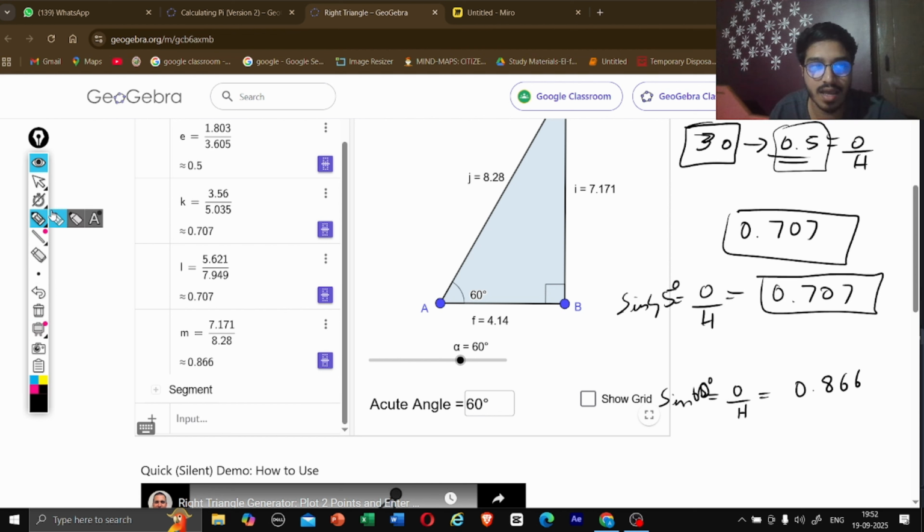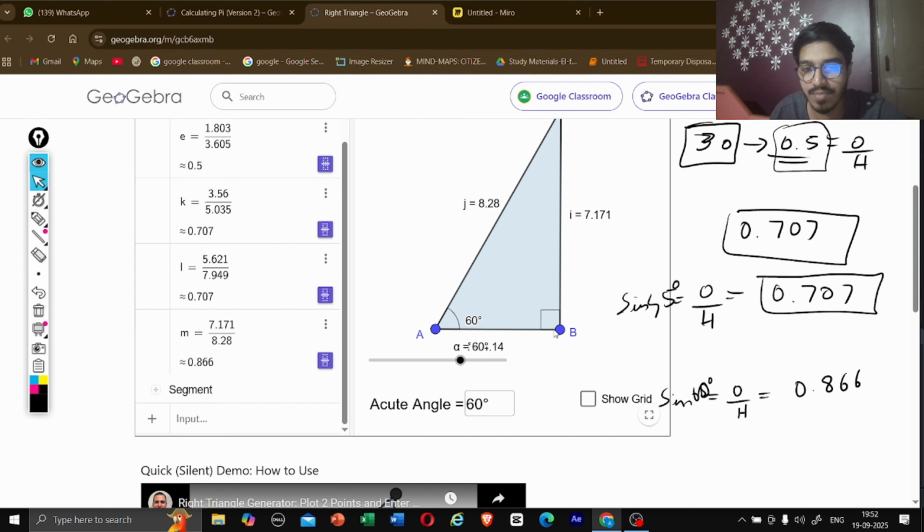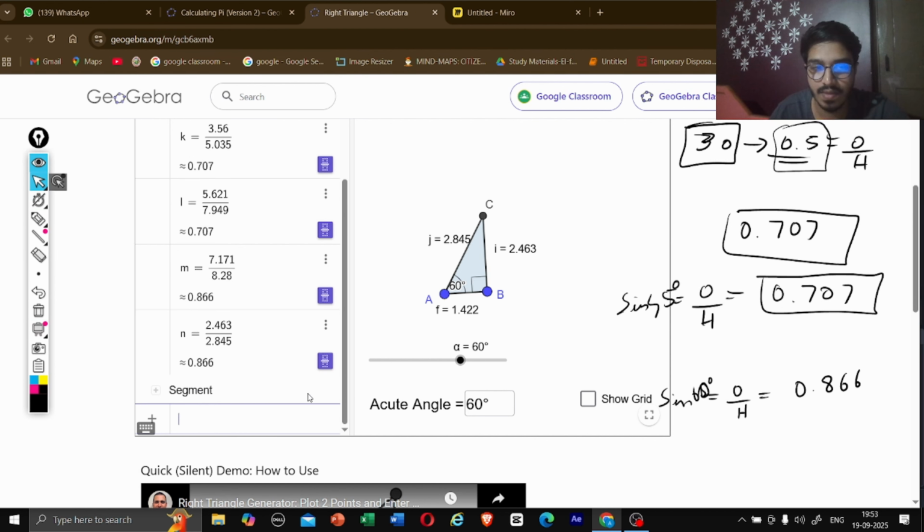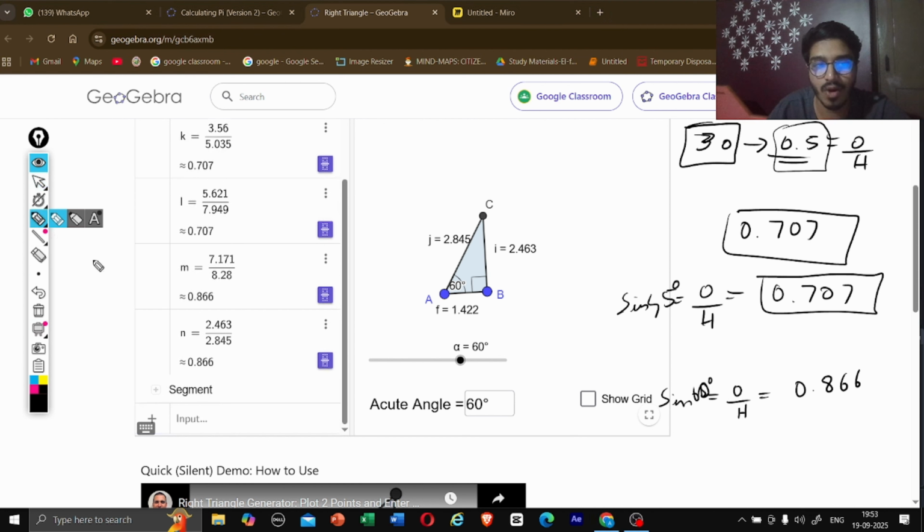Now, let us check for different triangles of the same angle. I'll make a small triangle now. This is the same, right? Here the angle is 60 degrees that I have taken. Again, we will put the values and calculate here. 2.463 divided by 2.845. So the value is equal to, again I am getting 0.866.